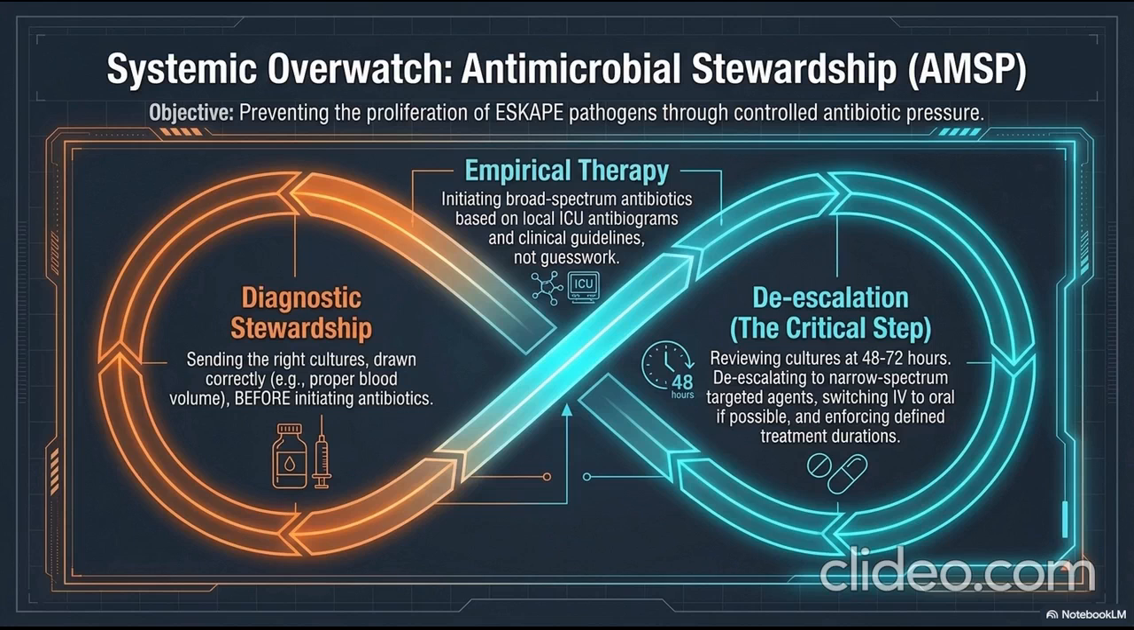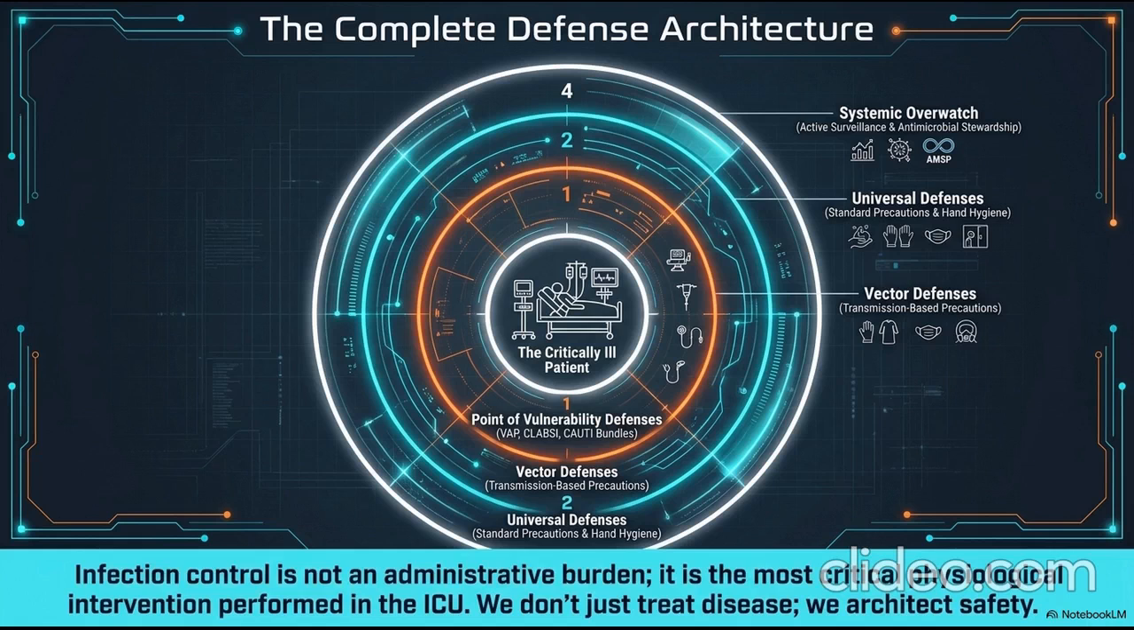In summary, the complete defense architecture integrates point-of-vulnerability defenses with universal and vector-based precautions. Infection control is not just an administrative task. It is the most critical physiological intervention performed in the ICU. By following these protocols, we stop merely treating disease and begin to truly architect safety for our patients.